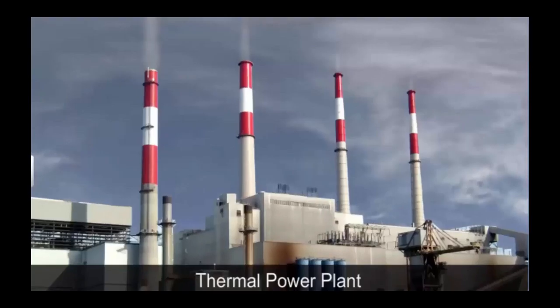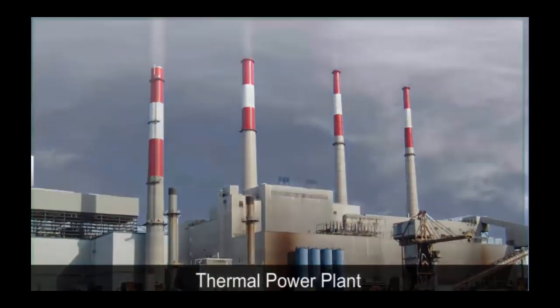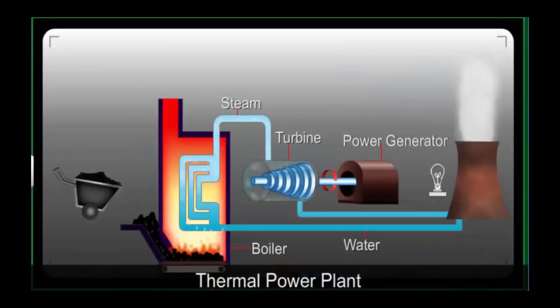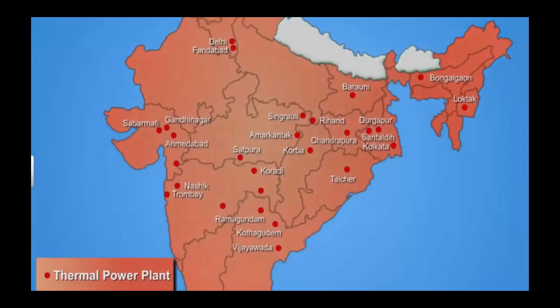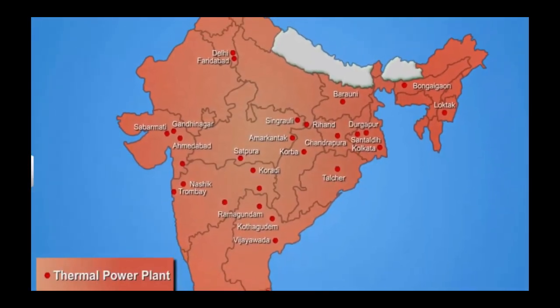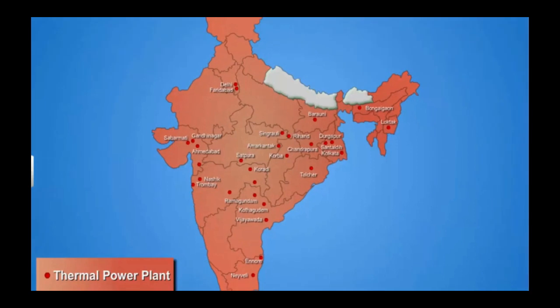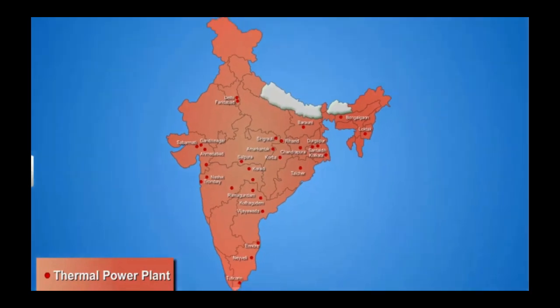Electricity generated from the heat of burning fuel minerals like coal, petroleum and natural gas is called thermal electricity. Note that thermal electricity is produced using non-renewable fossil fuels. India has over 310 thermal power plants. The map here shows some major thermal power plants in India.